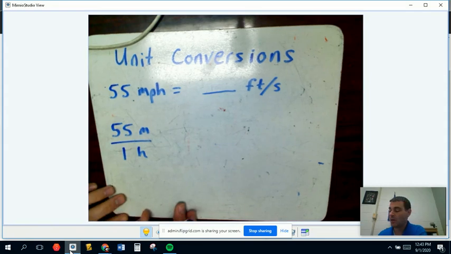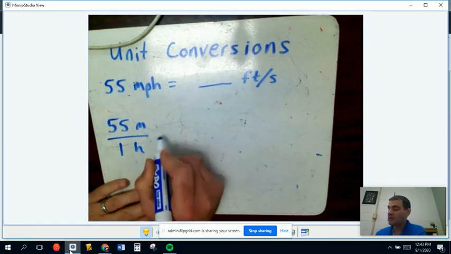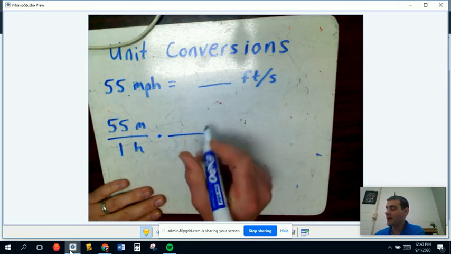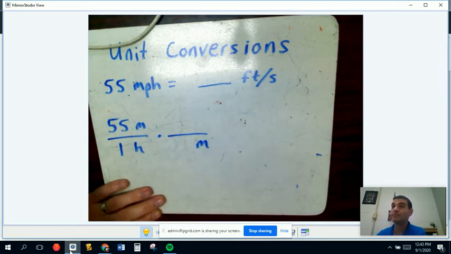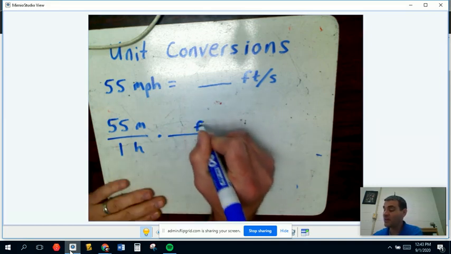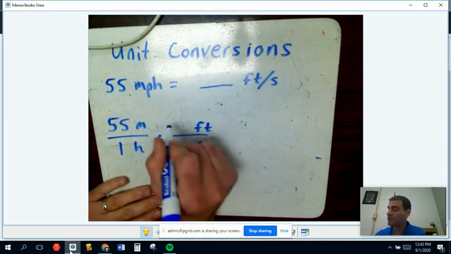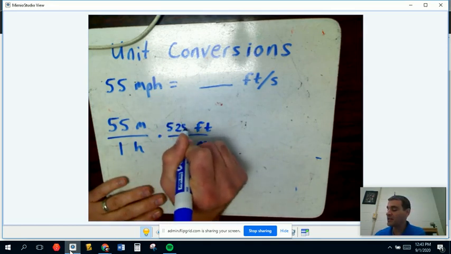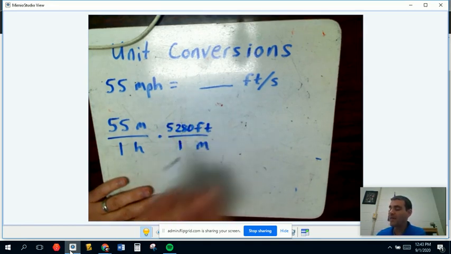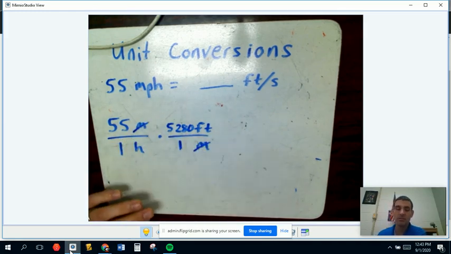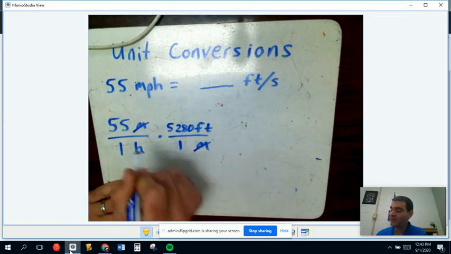Now I'm trying to get rid of miles. So what I want to do is multiply by a fraction with M on the bottom. Trying to introduce feet instead of miles, so I put feet here. I'll look up the conversion. There's 5,280 feet in 1 mile. That would cancel your miles. Okay. So now I'm at feet per hour.